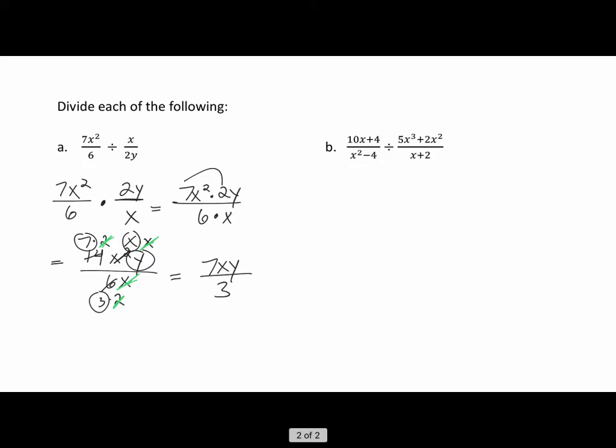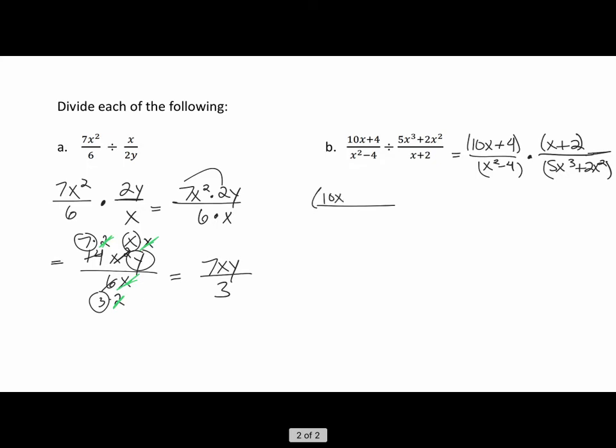In example B, we have division here, so I'm going to keep the first rational expression, change to multiplication, and flip. So denominator comes up, numerator goes down, the divided rational expression. Okay, and then I'm going to multiply straight across. So since there's more than one term, put parentheses around these factors. Be very careful with that.